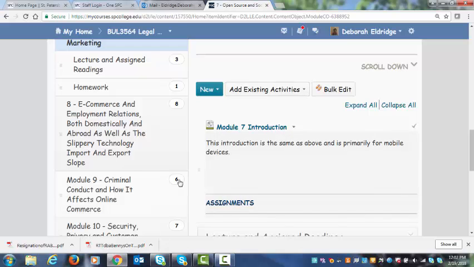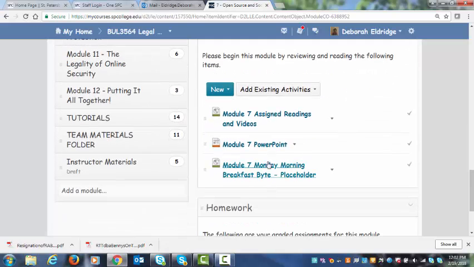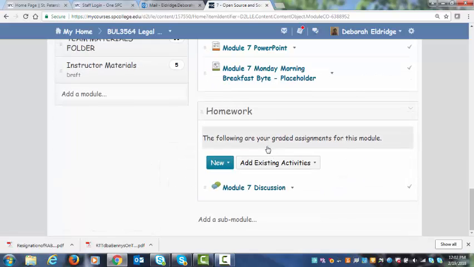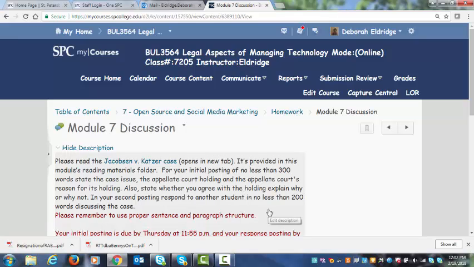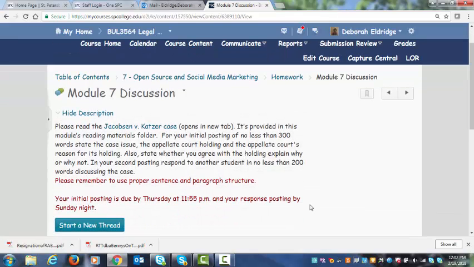So with that said, let's go ahead and go back into our general Module 7. Take a look also at this week's PowerPoint, of course. And all you have to do this week is the Module 7 discussion. So go ahead, get the Module 7 discussion done. Remember that your initial posting is due by Thursday, and your response posting is due by Sunday.